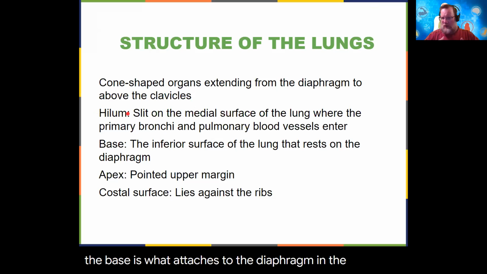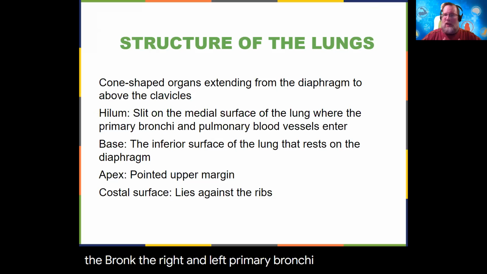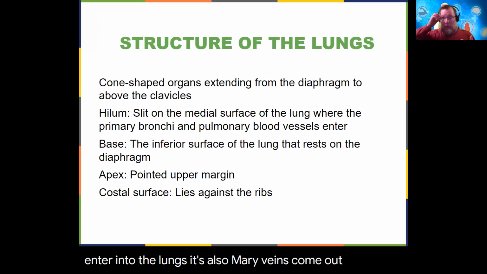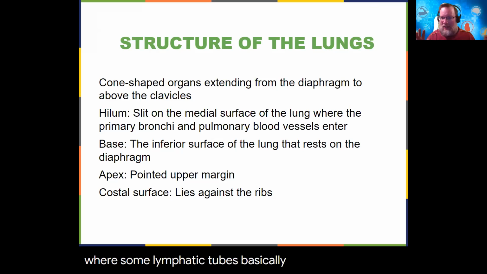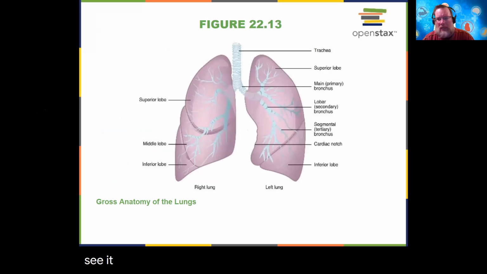In the central area of each lung, or the medial portion of each lung, you're going to see what's called a hilum. And the hilum is where the right and left primary bronchi are going to enter into the lungs. It's also where the pulmonary arteries go in and the pulmonary veins come out. It's also where some lymphatic tubes, basically anything that needs to get inside of the lungs has to go in through the hilum. We'll see this term hilum when we get to the kidneys as well. The spleen has a hilum.